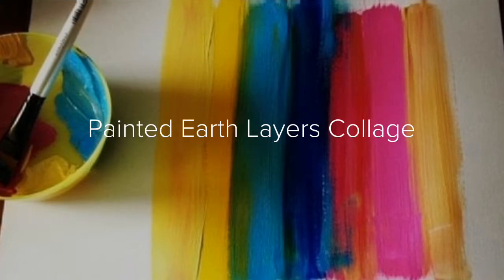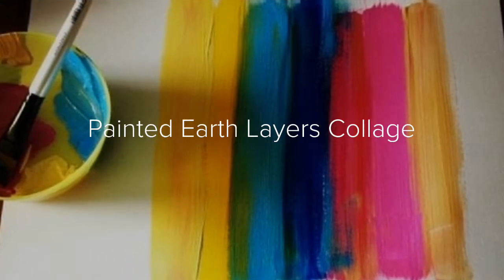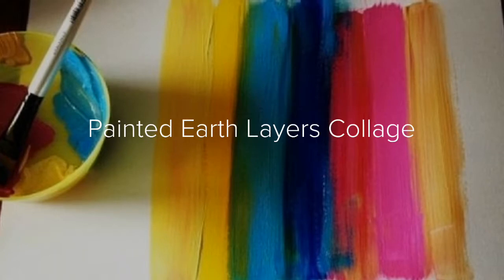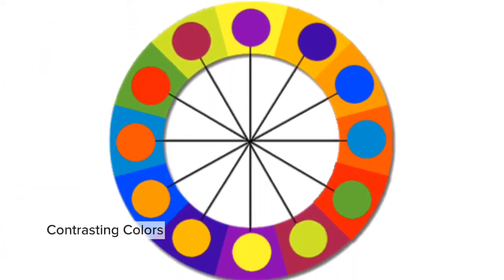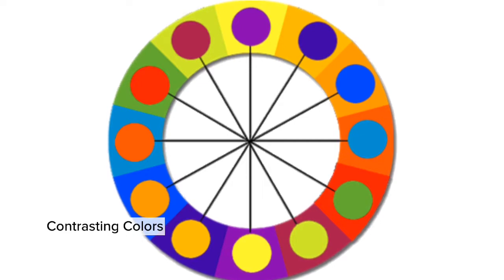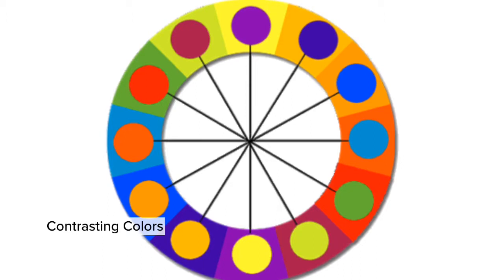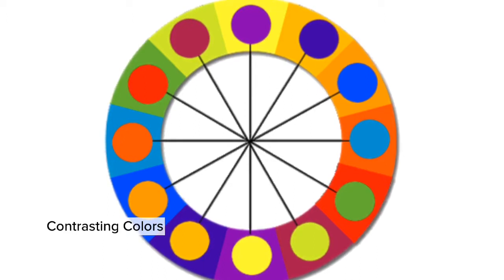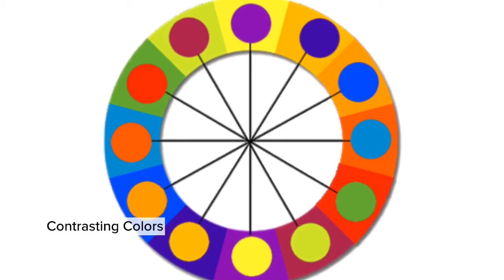We'll cut and paste our painted paper to form a collage of the Flint Hills. What are contrasting colors? Contrasting colors are colors on opposite sides of the color wheel. These colors create a strong visual contrast when placed next to each other. This is why we'll be using contrasting colors for our painted layers.